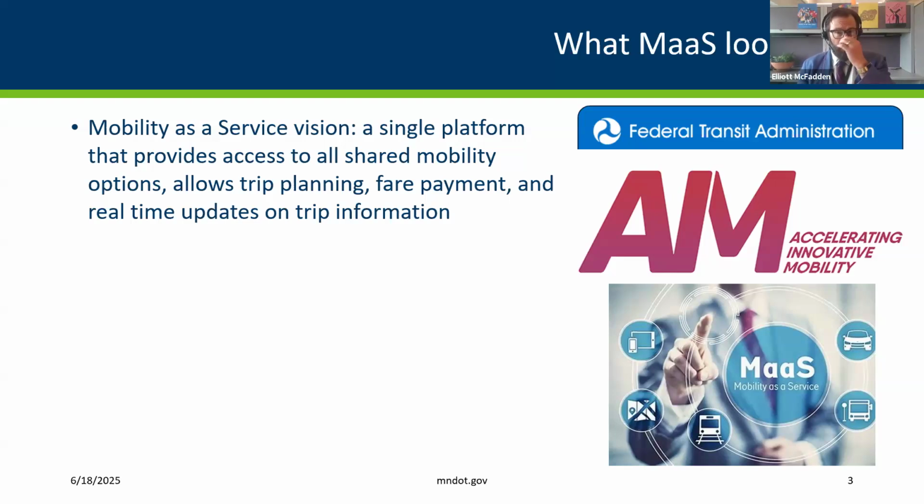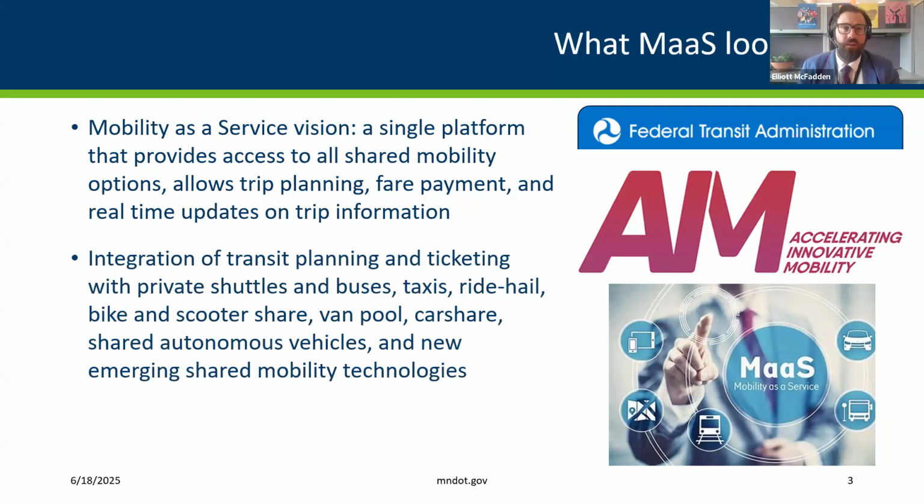And so for us, we were looking at a mobility as a service platform. And what does that mean? You hear that phrase thrown about, and sometimes it means different things to different people. So for us, it's a digital platform. It's a self-service platform that provides access for residents and visitors to all their shared mobility options, allows trip planning, fare payment, booking, and real-time arrival information where that is available.